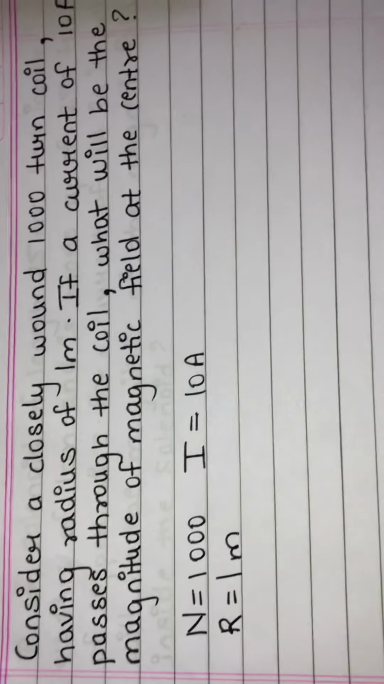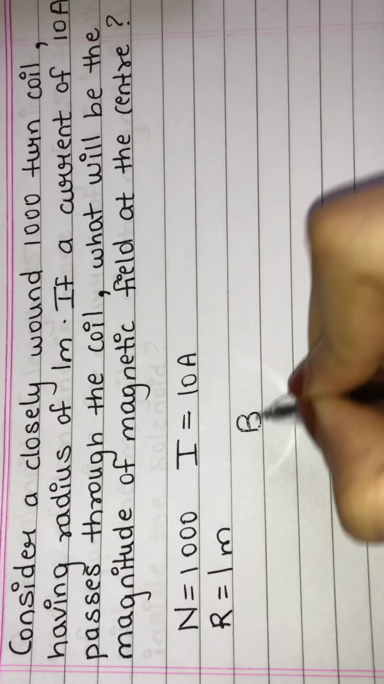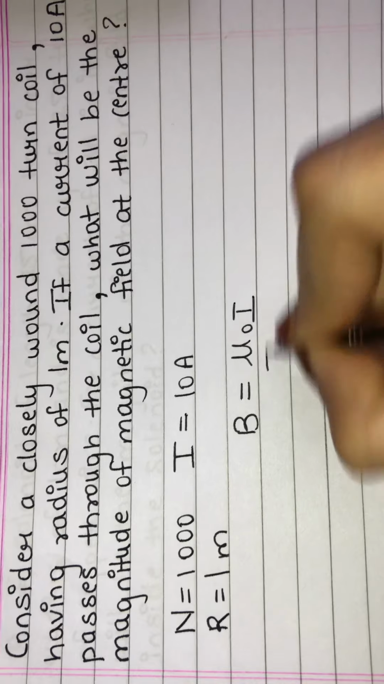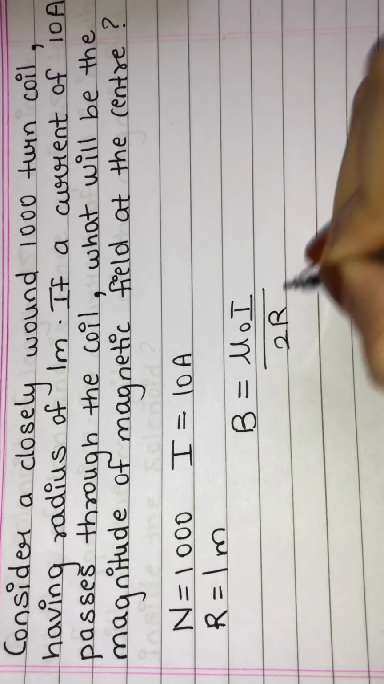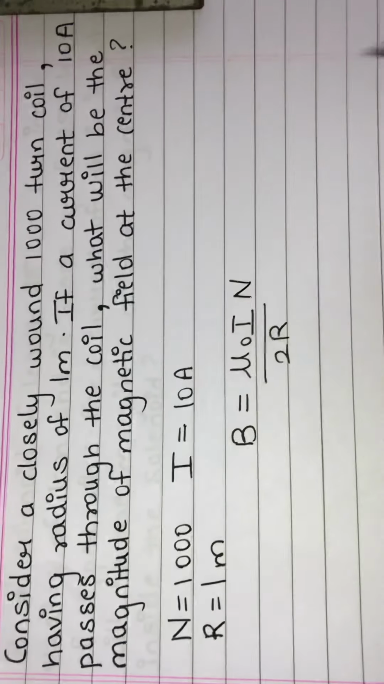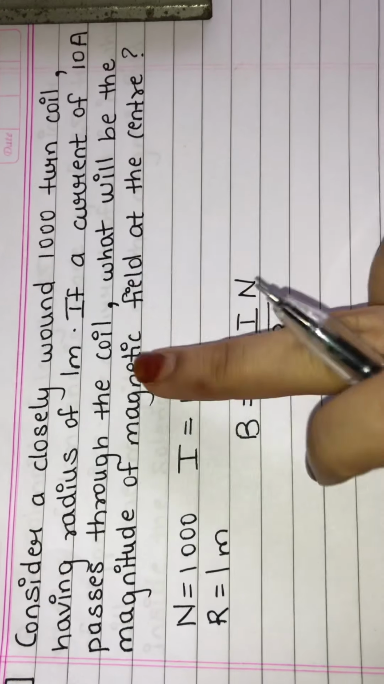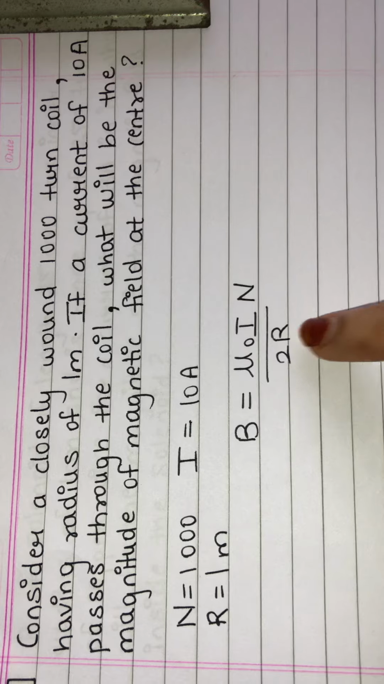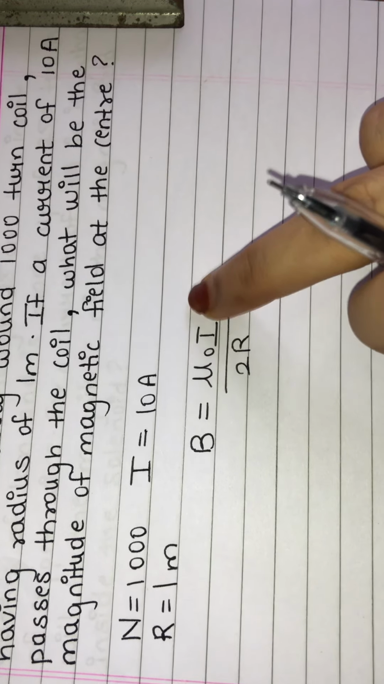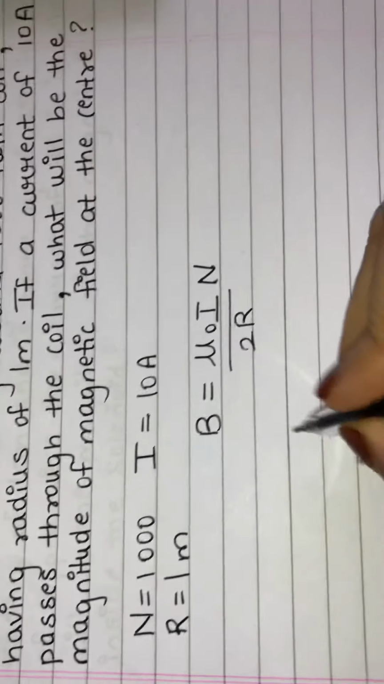So the magnetic field at the center, the formula for that is B is equal to mu naught I upon 2r, into the number of turns. Magnetic field at the center of the coil is given by this formula, that is mu naught I upon 2r into the number of turns.